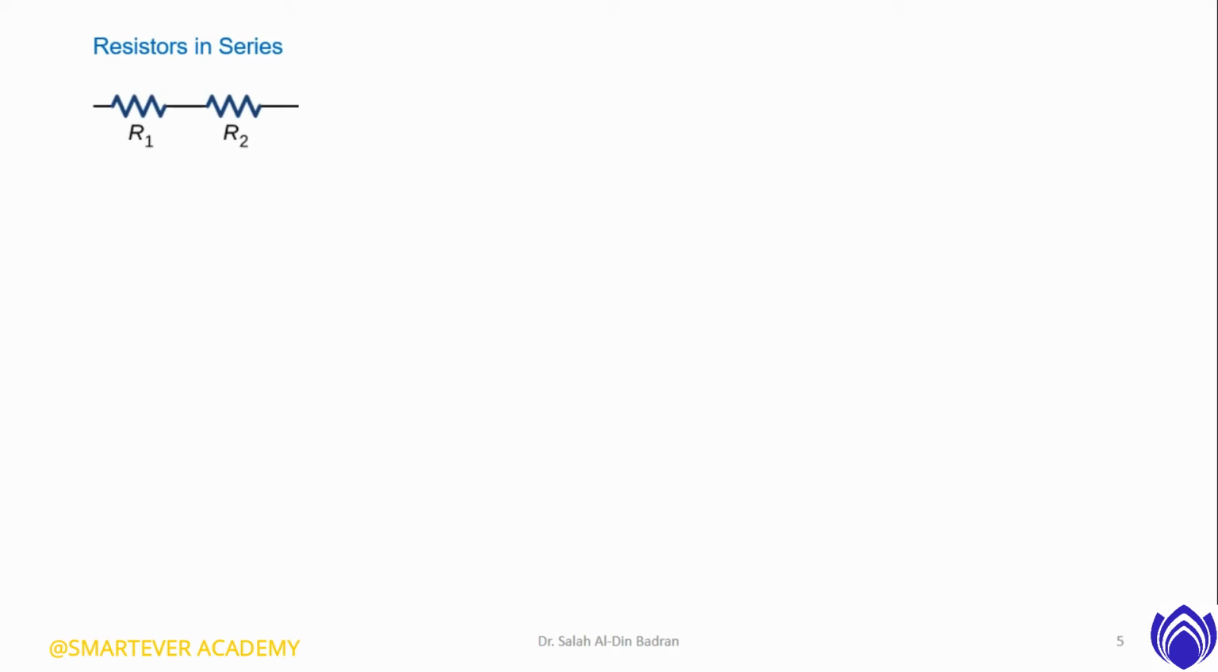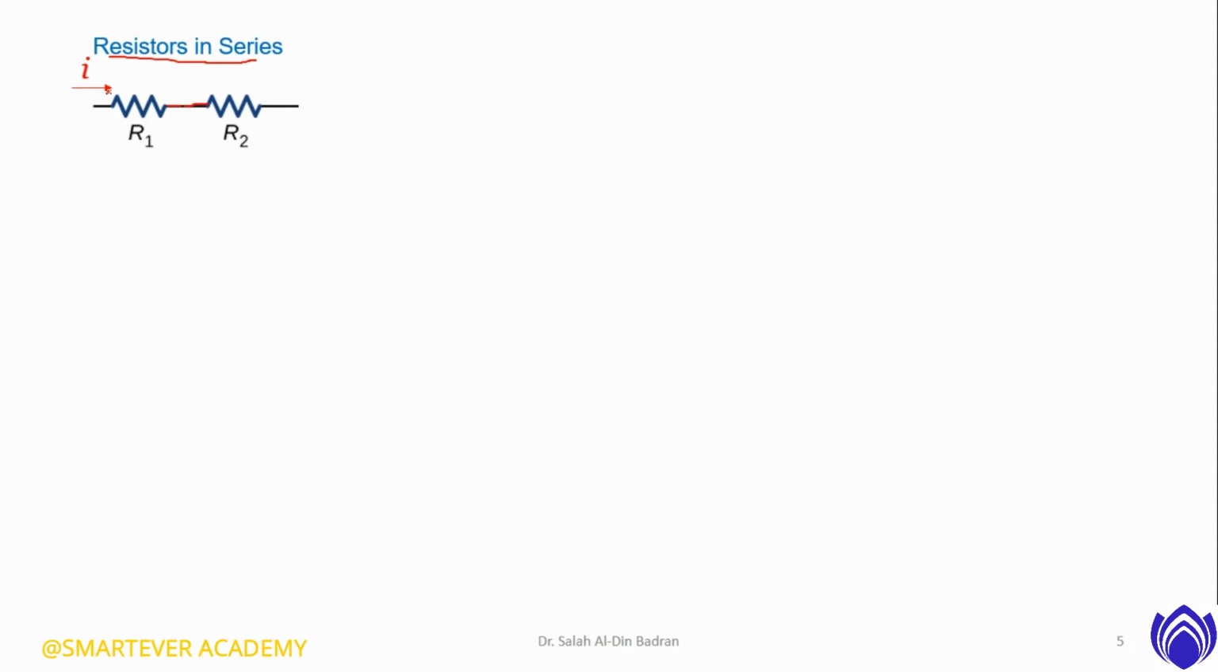Resistors in series. If we connect two resistors in this way, by connecting them at one terminal only, with the other terminals connected to the circuit, then they are in series. This is the terminal of R1 and this is the first terminal of R2. The other terminals of each of them will be connected to the circuit. This is how we connect resistors in series.